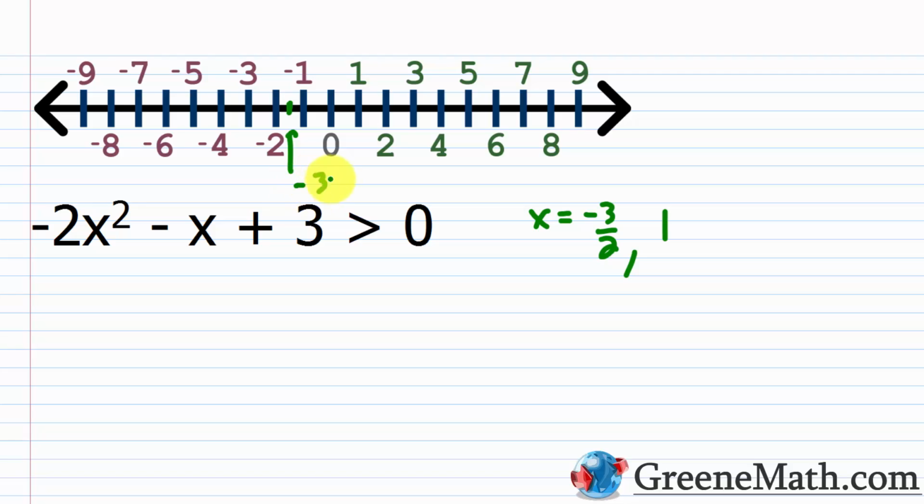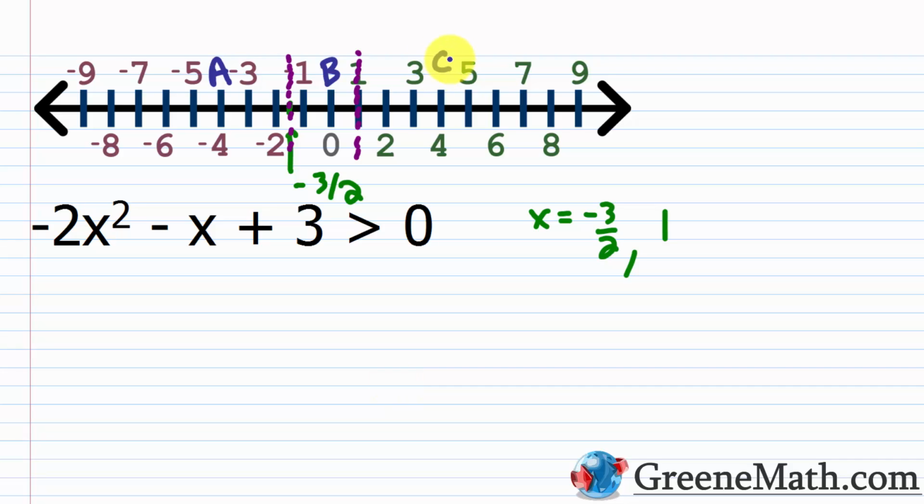So this is negative 3/2. And then we have positive 1. I'm just going to put a vertical line at each to separate the number line into intervals. Anything to the left of negative 3/2, I'm going to call interval A. Anything between negative 3/2 and positive 1, I'll call interval B. And anything larger than positive 1, I'll call interval C.